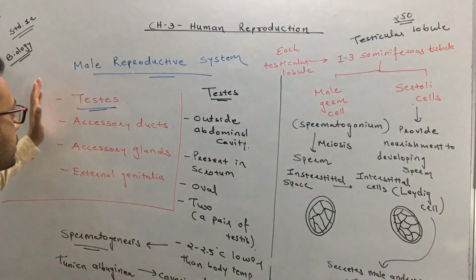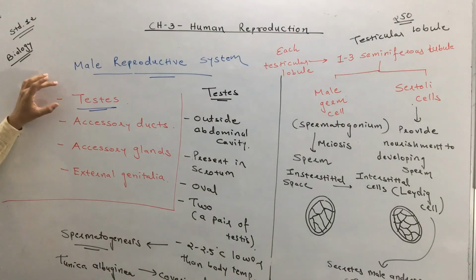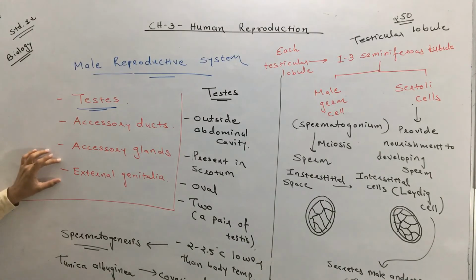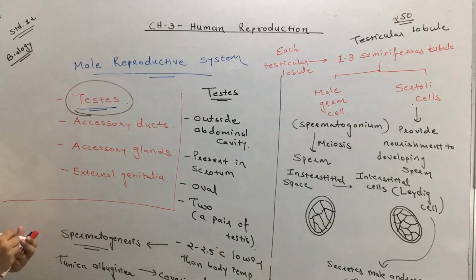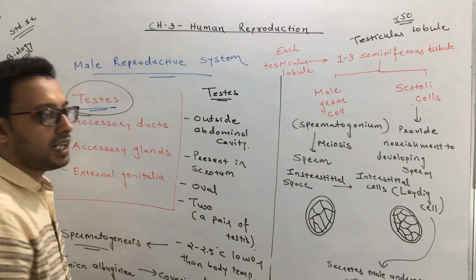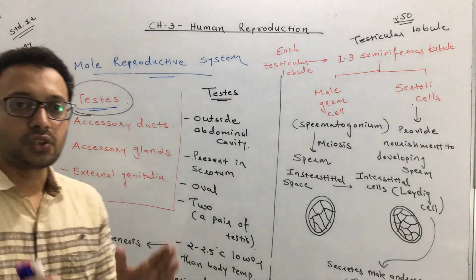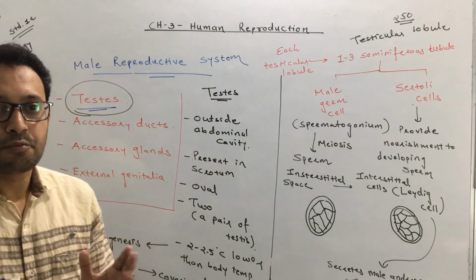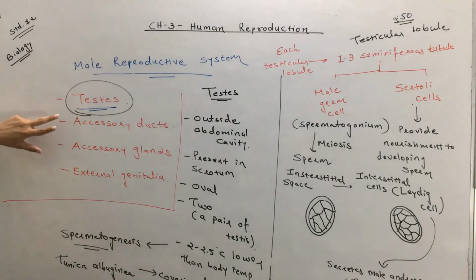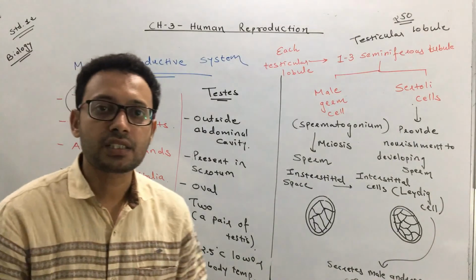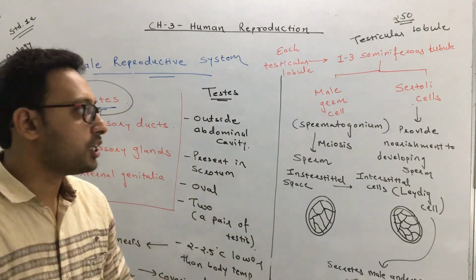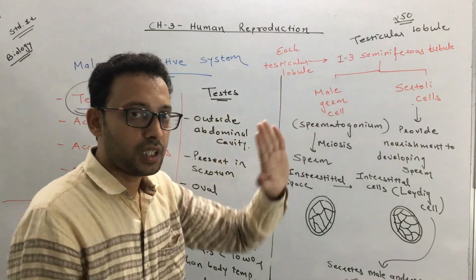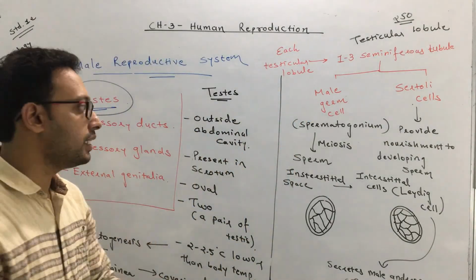We have discussed the parts of the male reproductive system. These are the basic four parts: testes, accessory duct, accessory gland, external genitalia. Today we have finished just one, the testes. So you know the characteristics of the testes, how they look. You have to learn it properly and prepare it. The remaining three parts, accessory duct, accessory gland and external genitalia, we will discuss in the next session. Till then, keep learning. Remember, you have to remember the cells. I will just repeat the testes so you can easily remember.